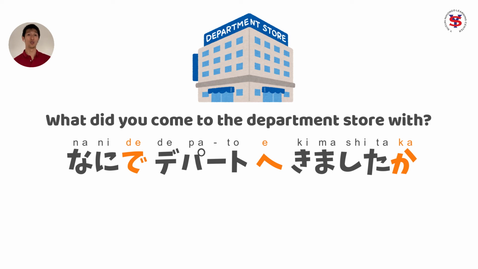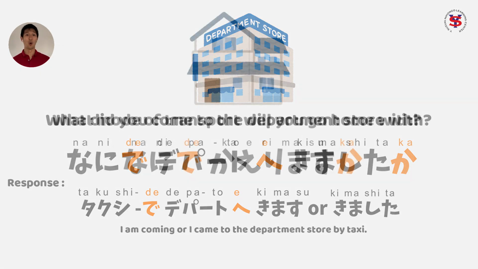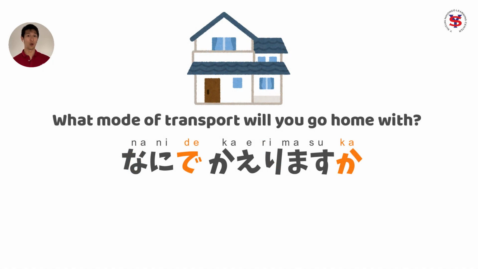For what did you come to the department store with? Halimbawa, I am coming or I came to the department store by taxi. In Japanese, that's タクシーでデパートへ来ます or 来ました. Now, if we want to ask, what mode of transport will you go home with?